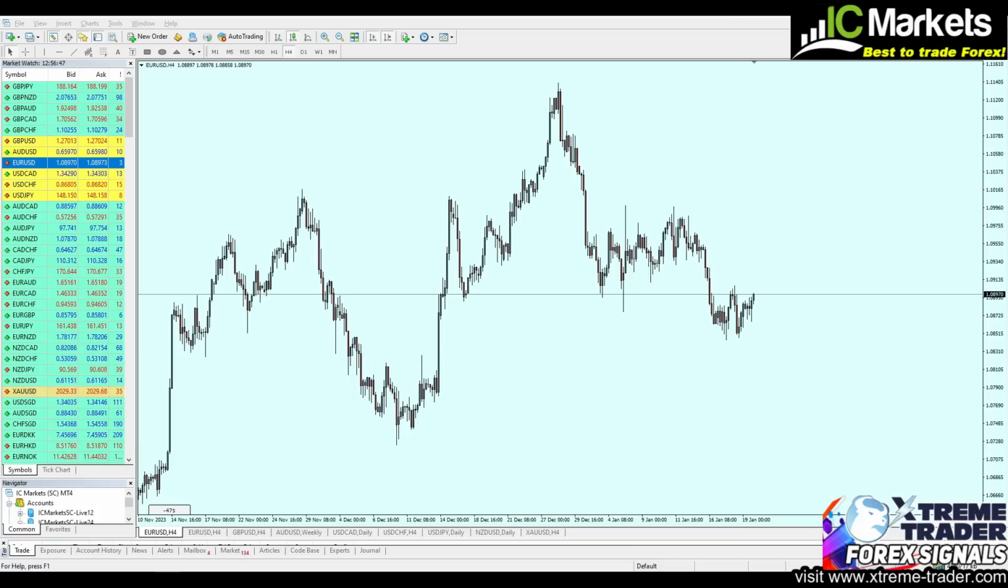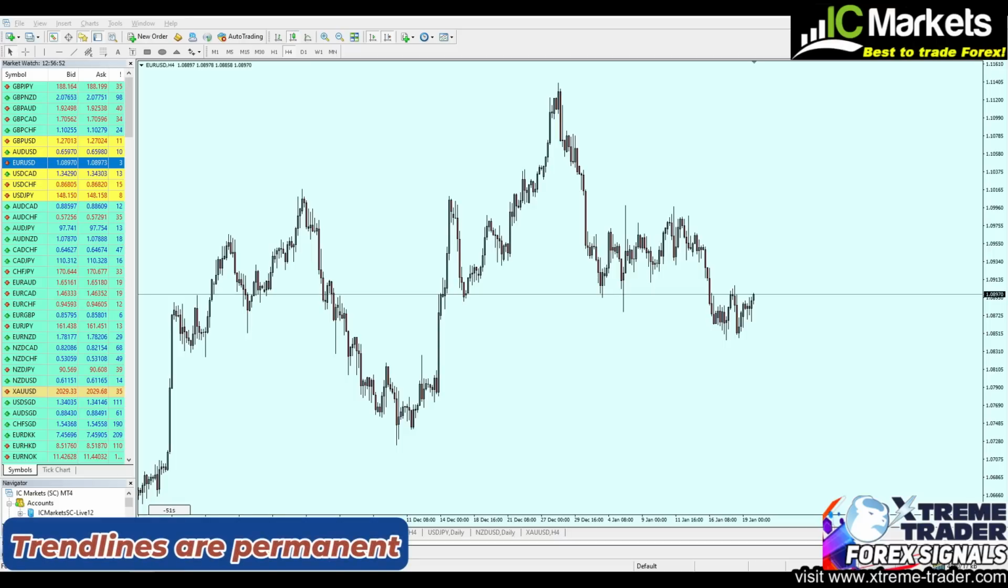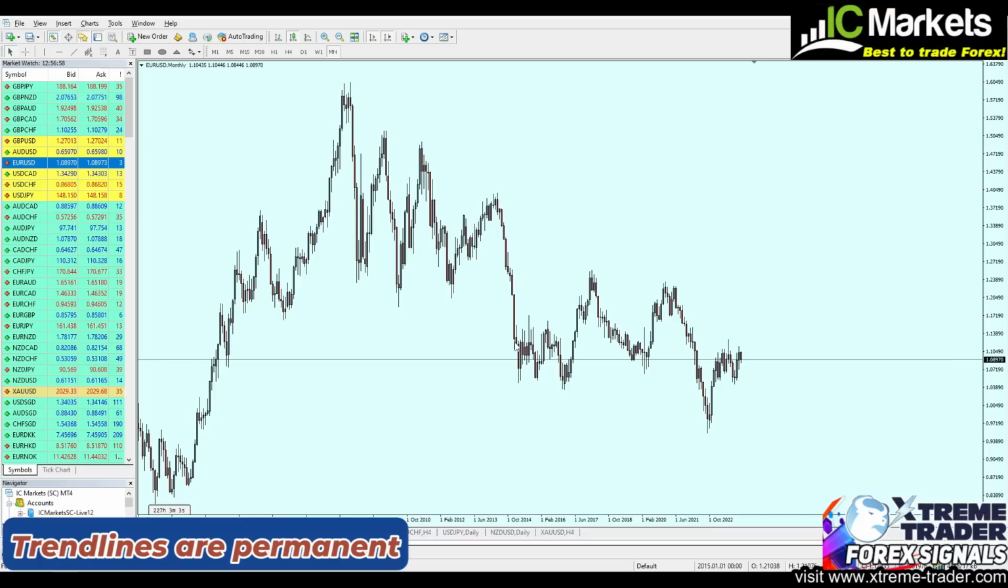So first things first, guys, I want to talk about the strength of the support and resistance trend lines, and I want first of all to go to the monthly chart. Now, why did I go to the monthly chart? Because I want to show you guys that these levels actually are permanent, meaning support and resistance trend lines can actually hold their positions over many years.